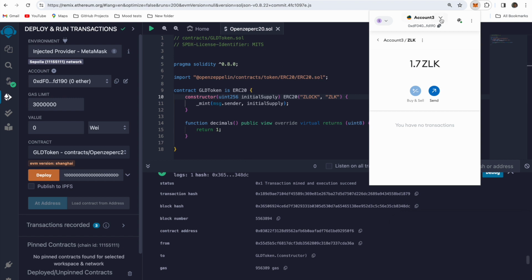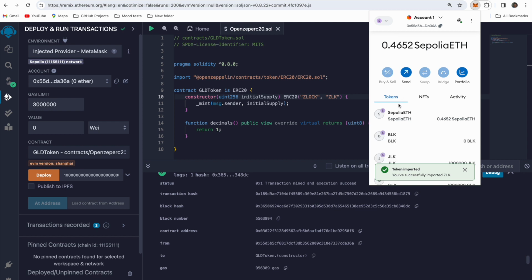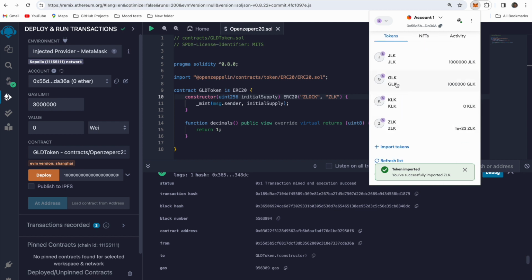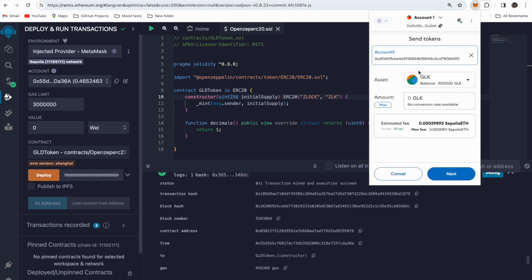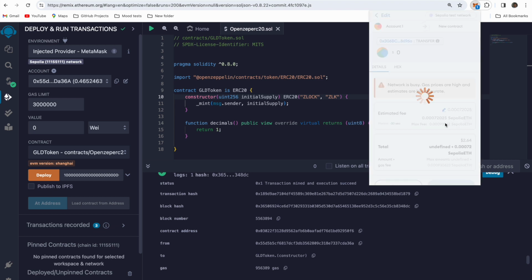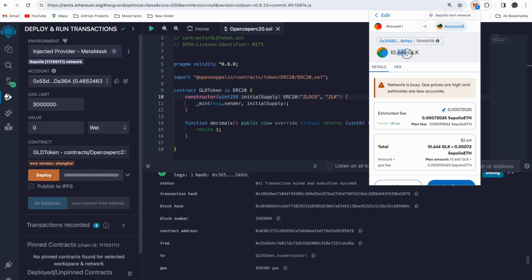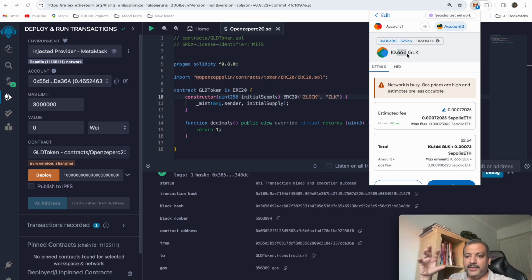So let's look at some of the other accounts, some of the other tokens that we had, right? I'll go to account number 1, and account number 1 had this one, right? So if I click on send, and let's say I send account number 3 10.666. So this was where I had decimal 18. And let's say I click next. And notice that since I had decimal 18, I can essentially go up to 18 decimal places when I'm sending my tokens to somebody.